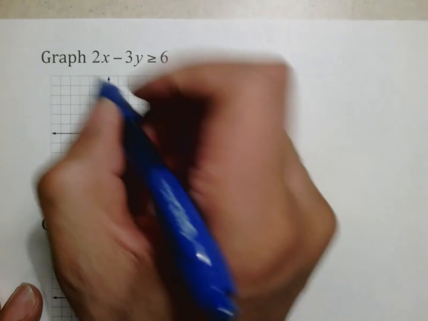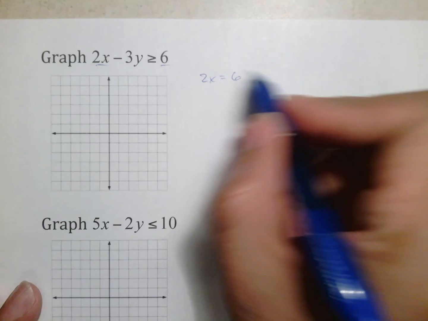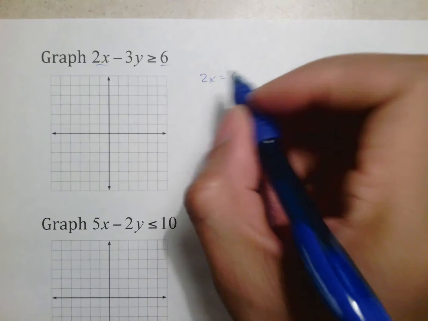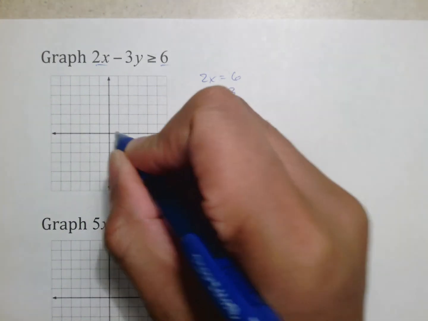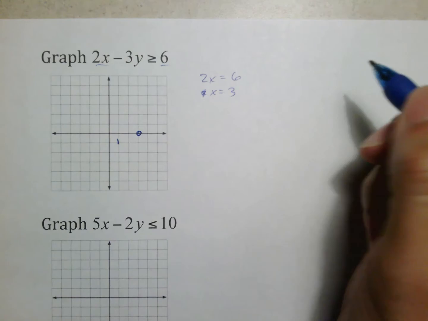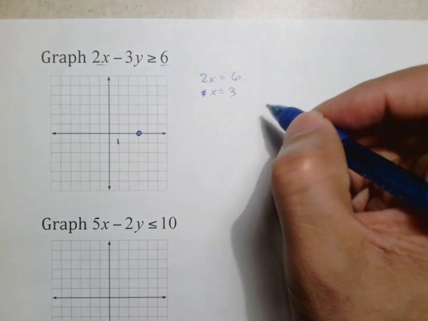Again, standard form. This is the one where I simply take 2x and set it equal to 6. Again, ignore that and treat it like an equal sign for right now. 2x equals 6. Dividing by 2, that means x would equal 3. So we go to where x is 3 and put our dot. You don't need to tell me that you divide by 2. If you know 2 times 3 is 6, you can just say it's 3.